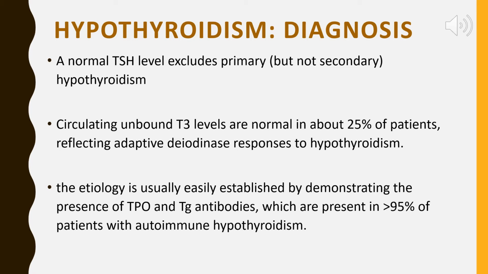If the TSH is elevated, an unbound T4 level is needed to confirm the presence of clinical hypothyroidism. Circulating unbound T3 levels are normal in about 25% of patients and is not indicated for the majority of the time. Once clinical or subclinical hypothyroidism is confirmed, the etiology is usually easily established by demonstrating the presence of TPO and thyroglobulin antibodies, which are present in 95% of patients with autoimmune hypothyroidism.